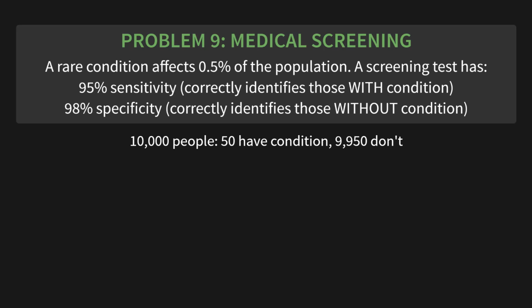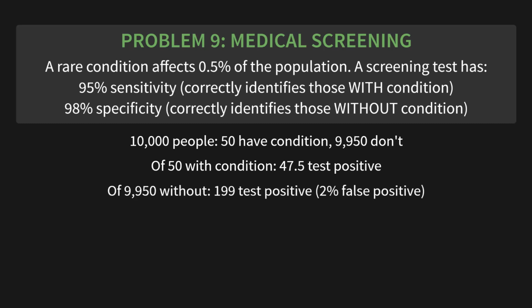Remember, it's rare. The other 9,950 are perfectly healthy. Now, let's run our test on everyone. Of the 50 people with the condition, about 48 will test positive. That's our 95% sensitivity at work. Great. But here's the kicker. Of the 9,950 healthy people, about 199 will also test positive. Those are false alarms, our 2% false positive rate.